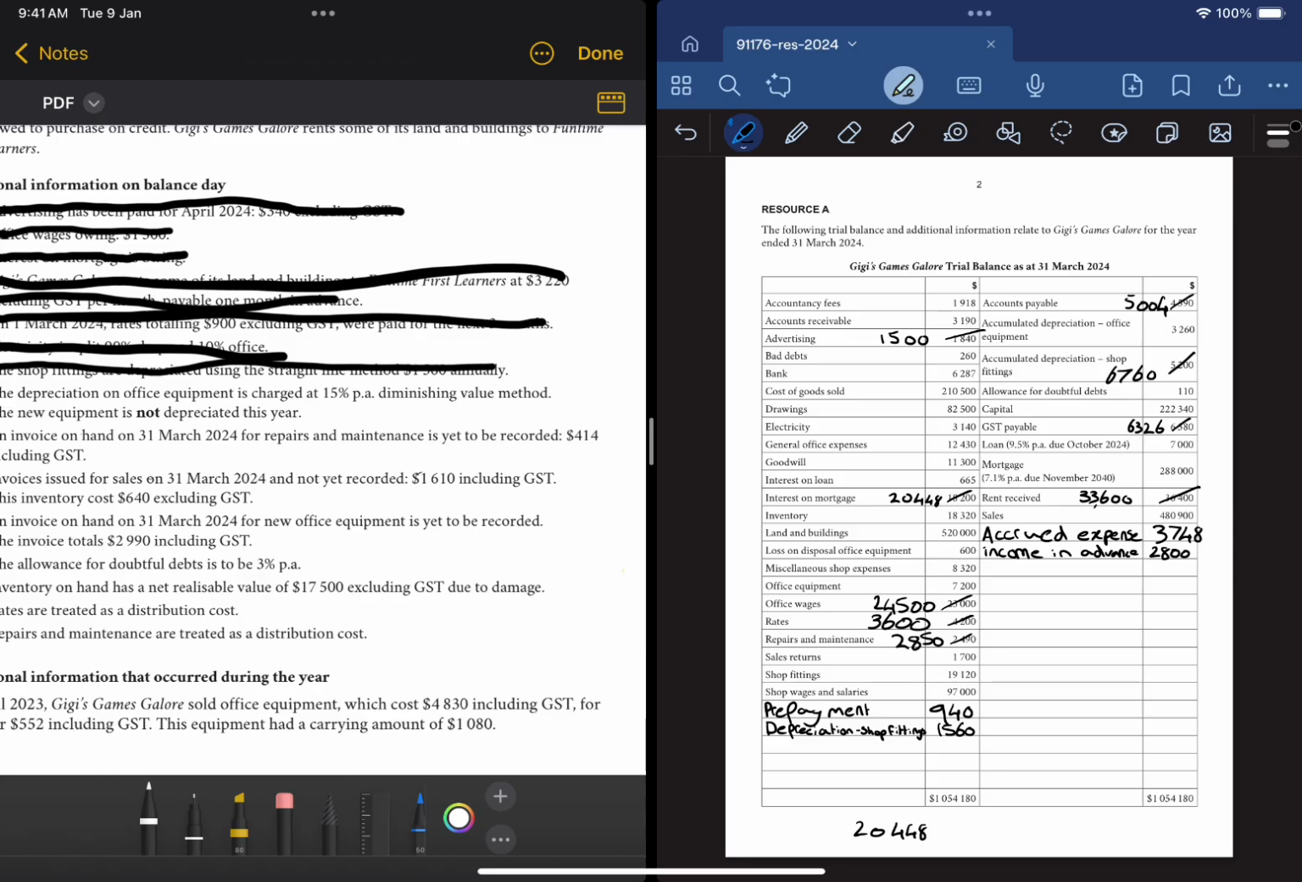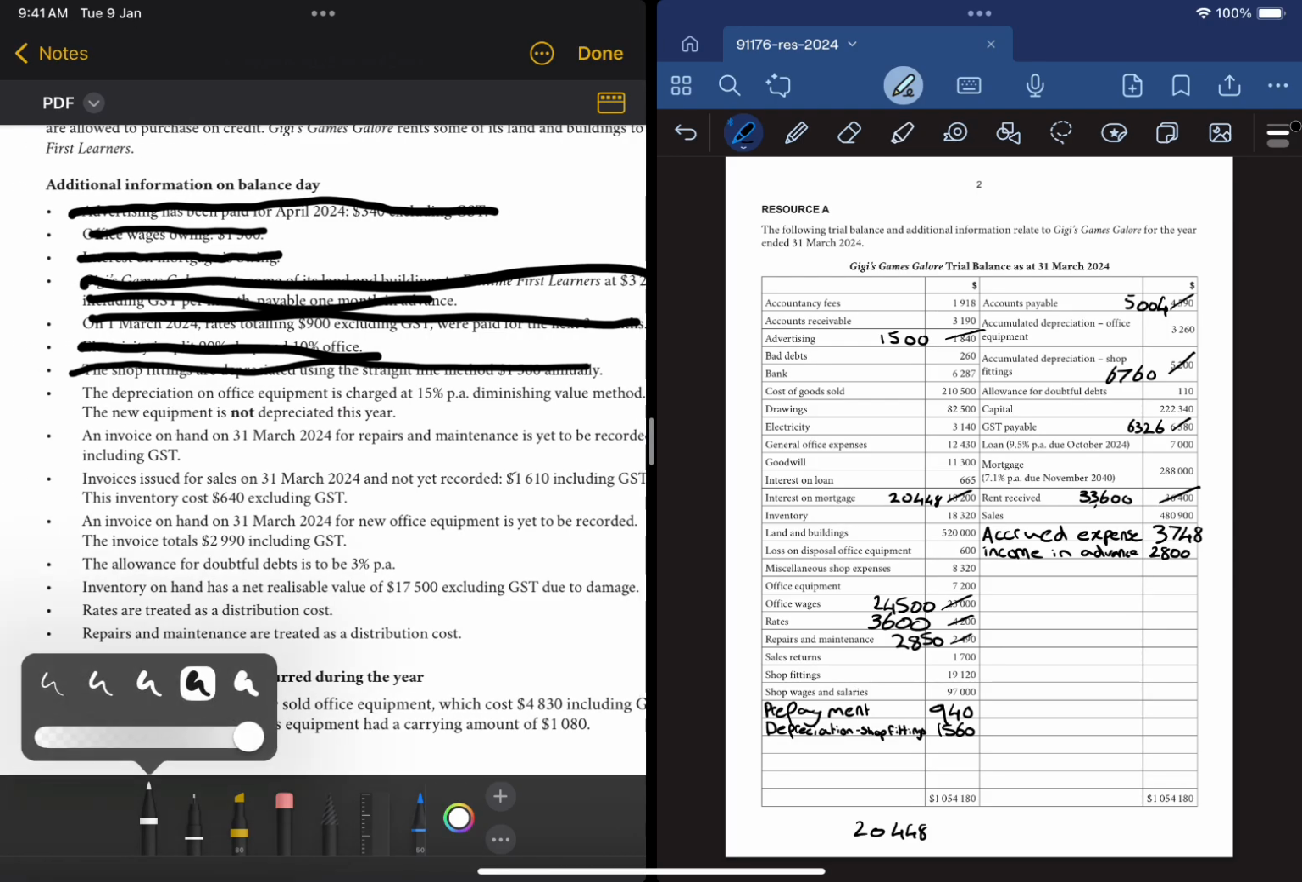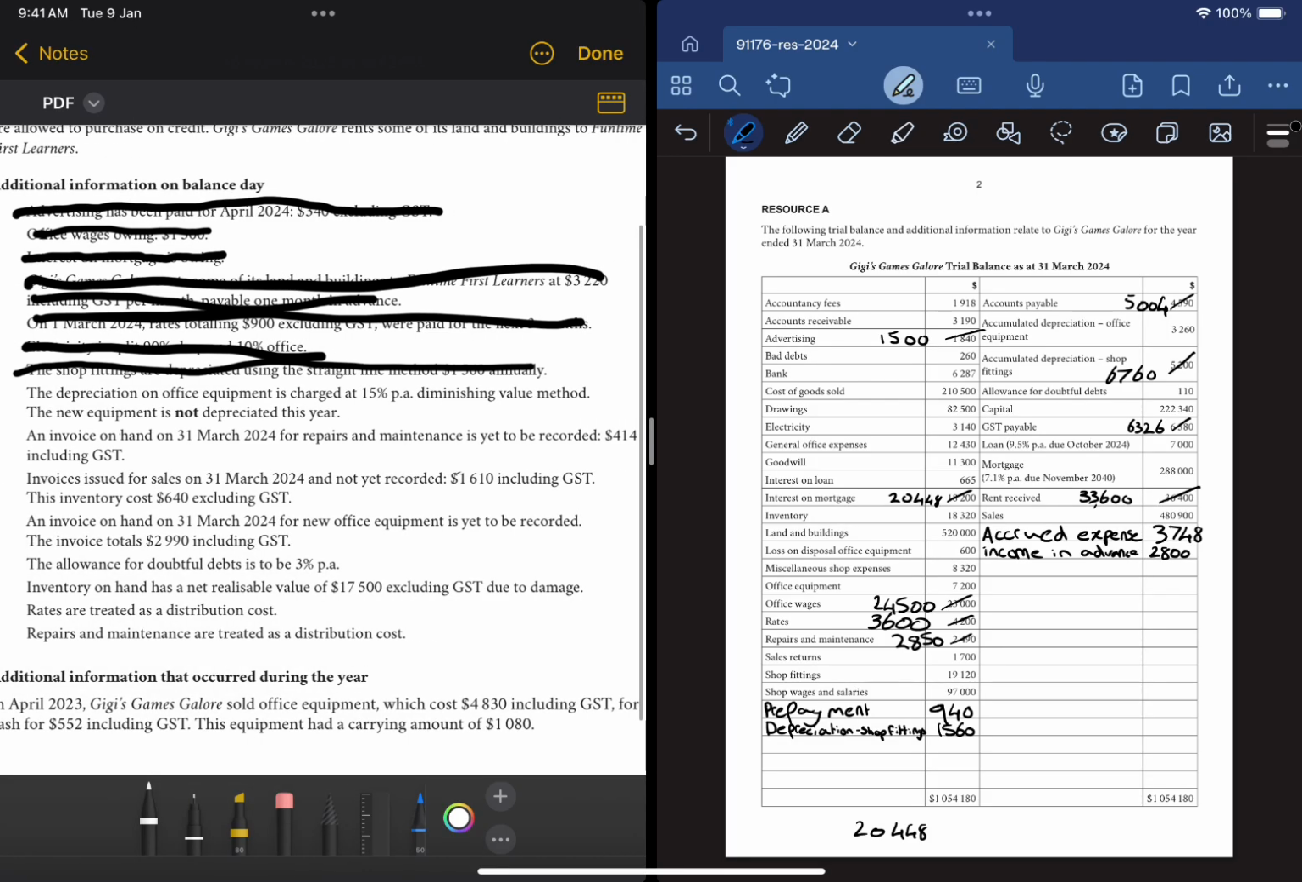So that there, guys, is that first line done. We'll go ahead and cross out this. Nice. Okay, so moving on to the next one.